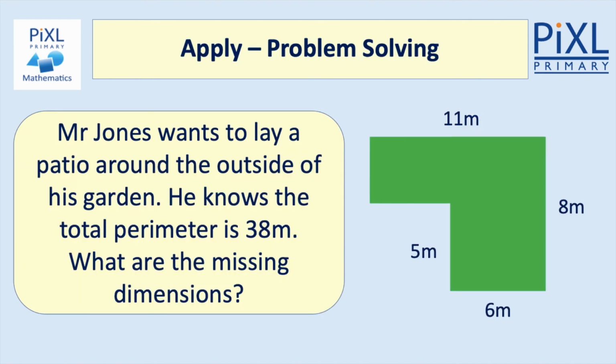Now here's another problem for you to have a go at, a word problem. We'll do this one together. So Mr. Jones wants to lay out a patio around the outside of his garden. He knows that the total perimeter is 38 metres. What are the missing dimensions? So we can do this again by looking and seeing what's missing. So we'll start off with this one here.